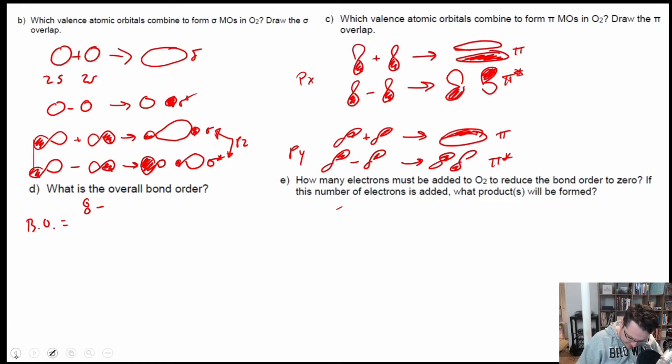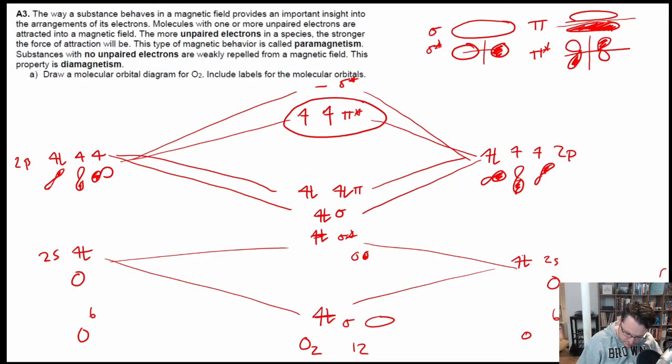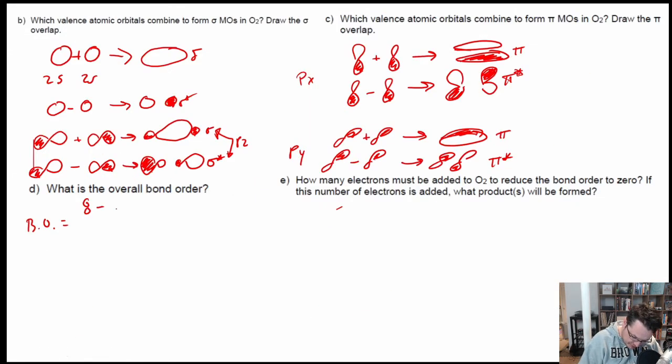And then we subtract out all the anti-bonding electrons. So we have 1, 2, 3, 4. So there's 4 here, and then we divide that number by 2. What we get in that case is 2, which makes sense. It matches what we have in our Lewis structure. If we draw the Lewis structure for O2, it looks like this right here, and it tells us that we have a double bond.